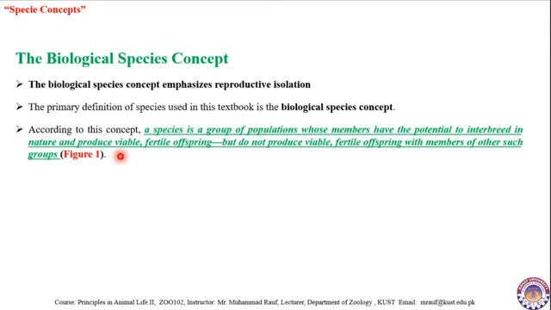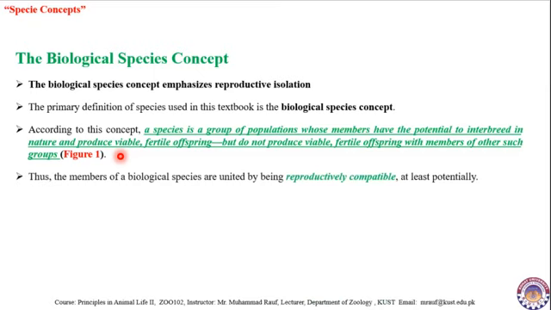Fertile means that the offspring which is born must be in a position to reproduce once it reaches the age of maturity. Thus, the members of a biological species are united by being reproductively compatible, at least potentially. So we will classify individuals into the same species if they can interbreed and reproduce fertile offspring, or at least if they have a potential to interbreed.